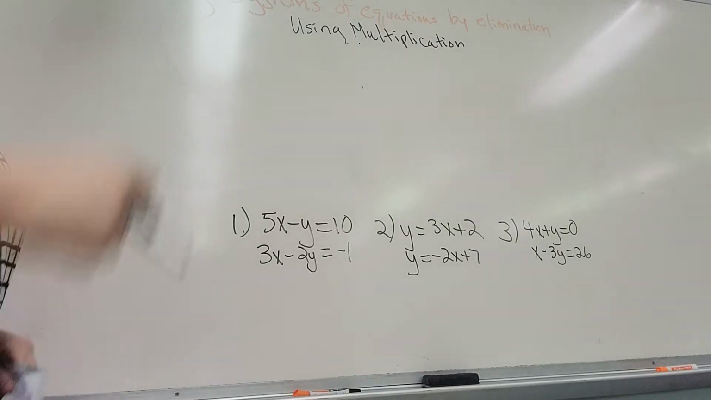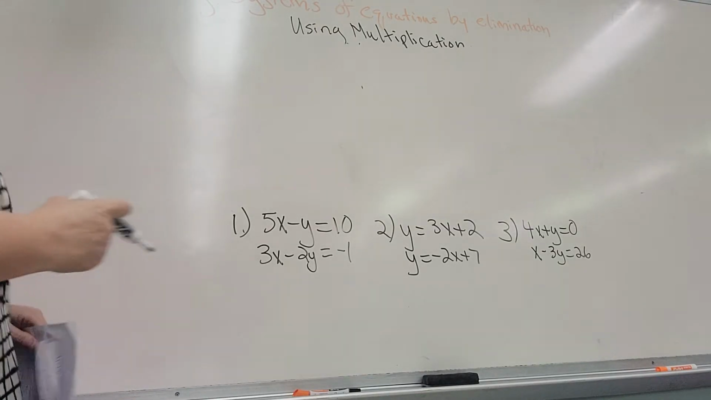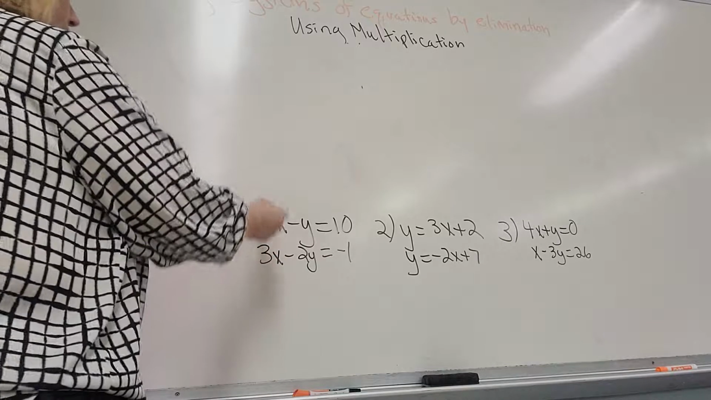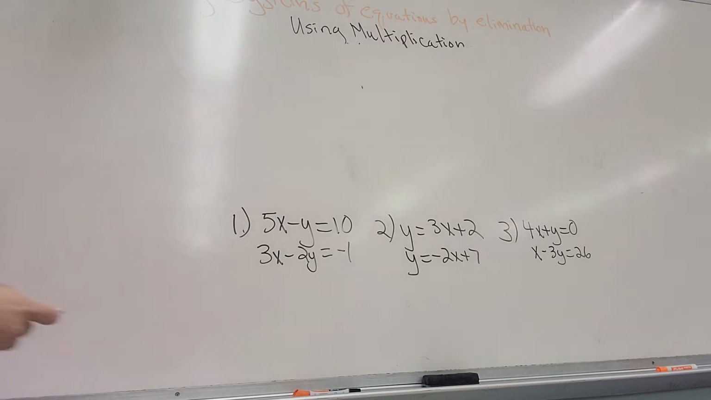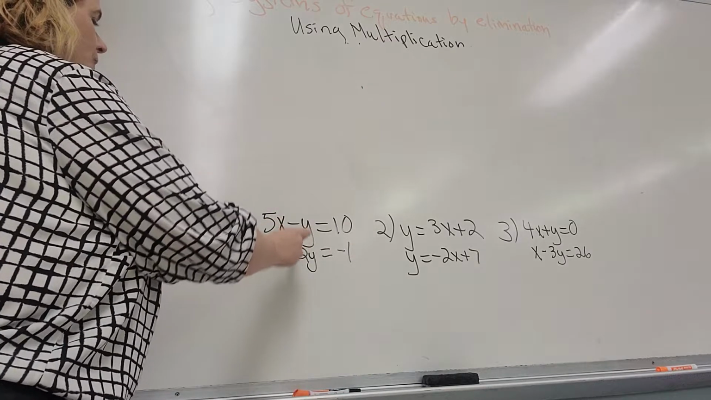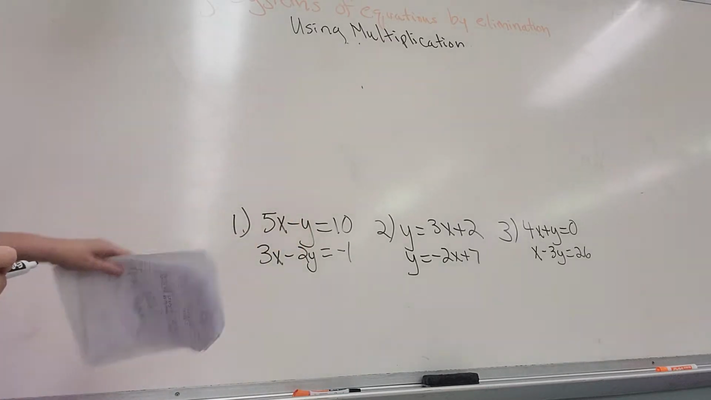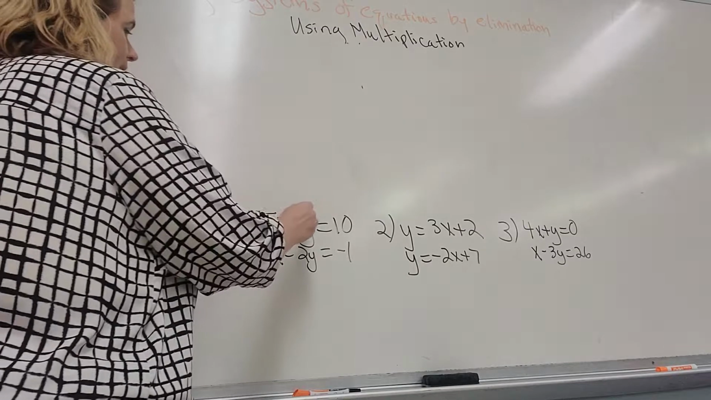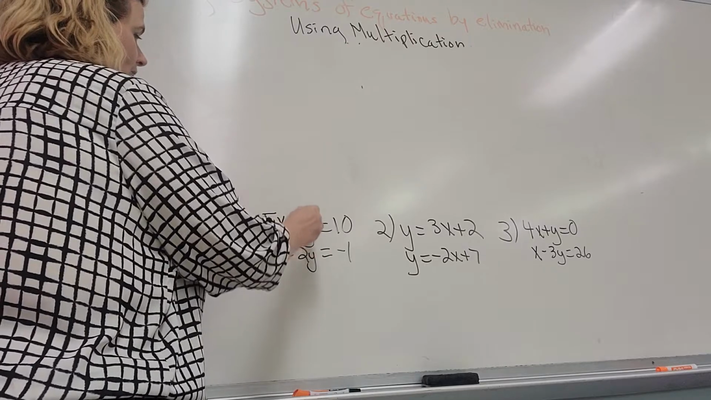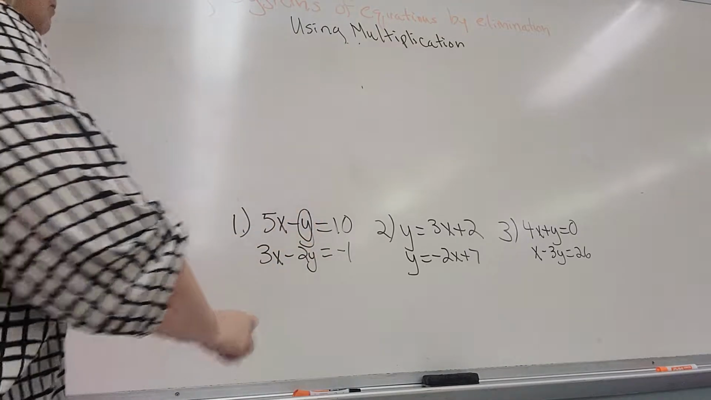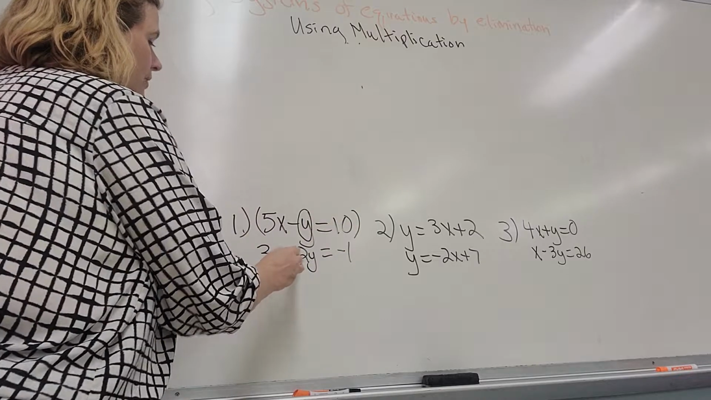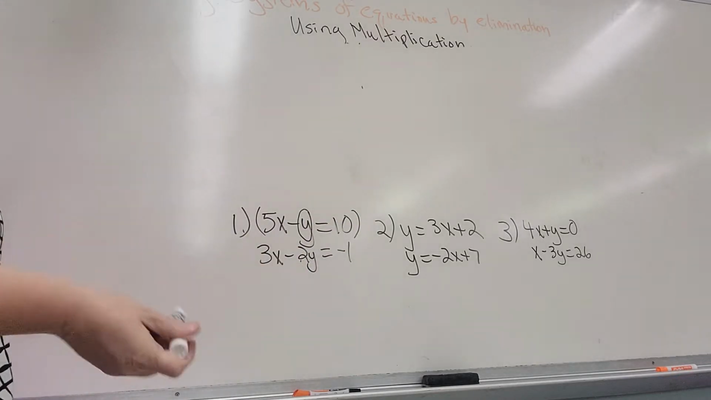Today we're going to talk about solving systems of equations by elimination using multiplication. We have done it where we were able to add or subtract because they had a like coefficient with the variable. These ones do not, so we're going to have to use some multiplication. The easiest way to do it is if there is a variable by itself, in this case there's a y, we're going to multiply this top equation by whatever is down here, and then we're going to add or subtract.